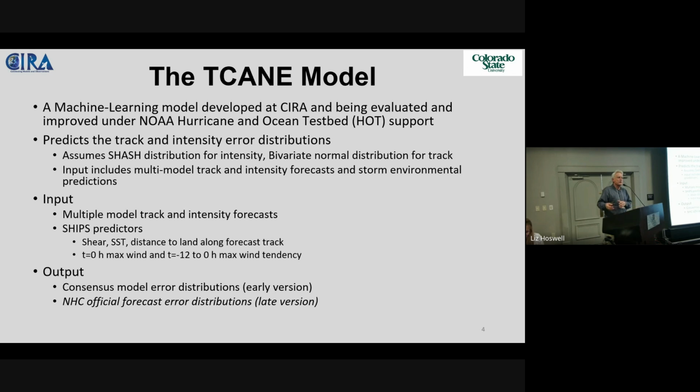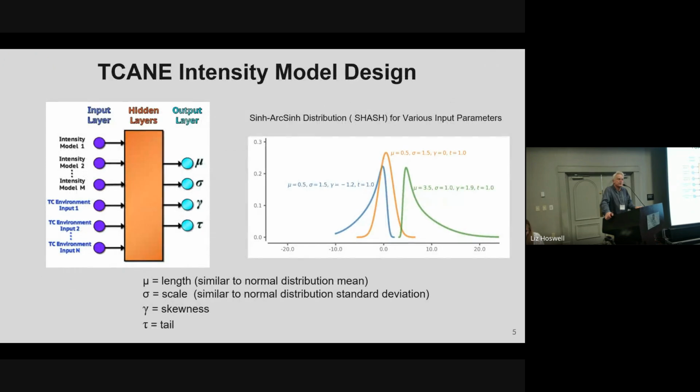And so the end result is a set of error distributions that is mapped to the NHC official forecast error, so everything will be consistent at the end. Next slide. So basically this is a schematic of how the intensity model works.